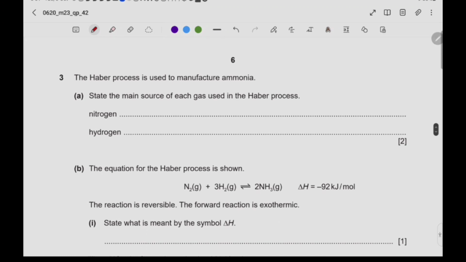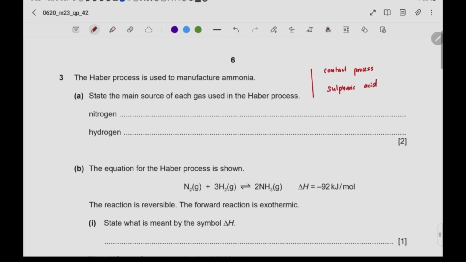So question 3, the Haber process is my favorite. The Haber process is to make ammonia. Another one, which we call the contact process, is to make sulfuric acid. Okay, I just want to remind you so that you don't have to revise again and again. By doing just one past year question, you can revise a lot of things, right?